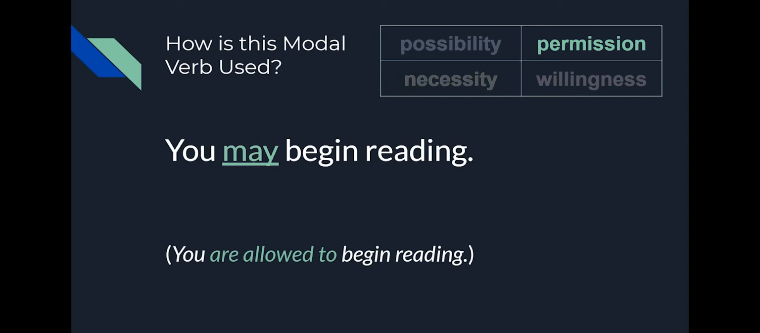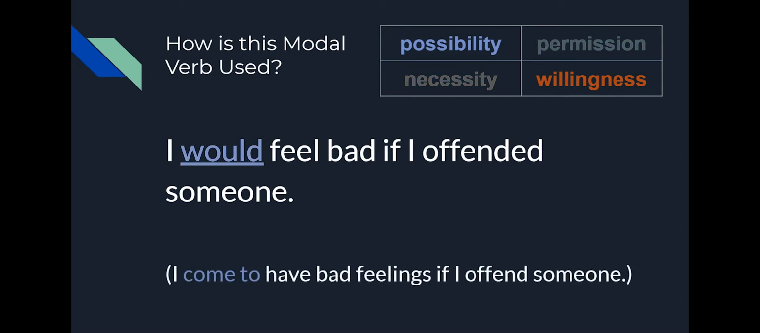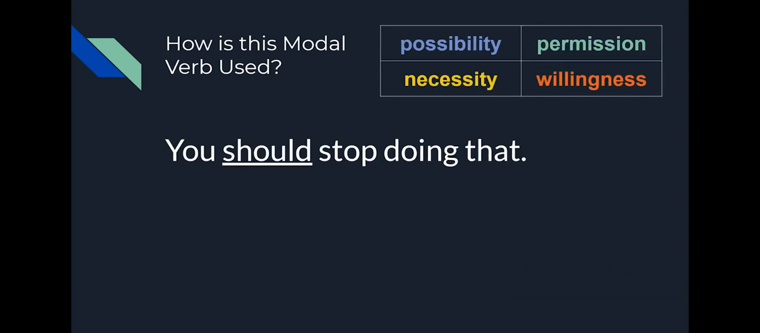Next one, I would feel bad if I offended someone. This can be a little bit of possibility, the likelihood of something, but I have it marked as willingness. It's kind of like I have the ability to feel bad if I offend someone. Next one, you should stop doing that. This one, of course, is necessity. You need to stop doing that. You must stop doing that.